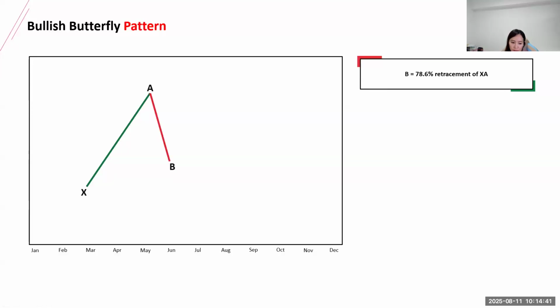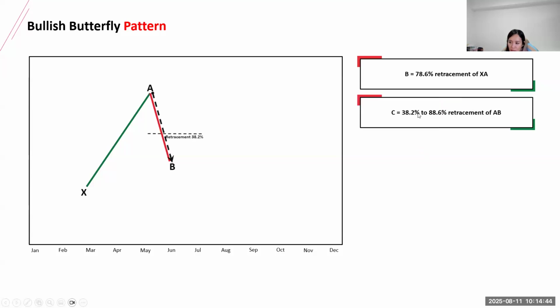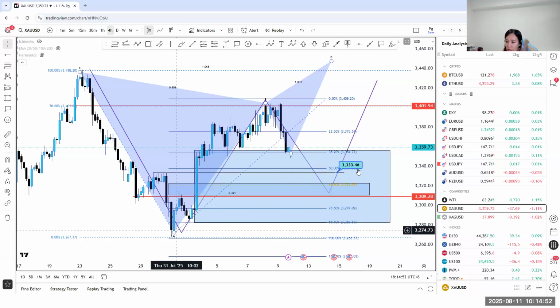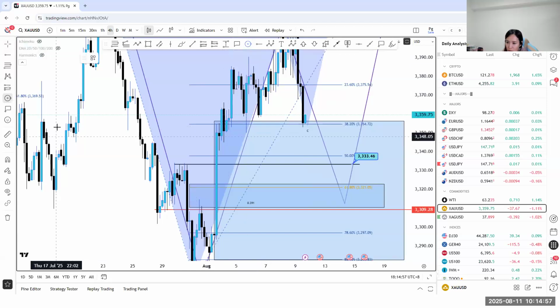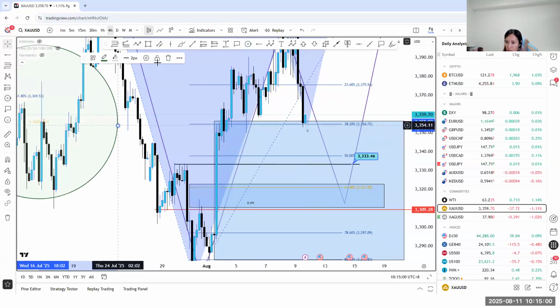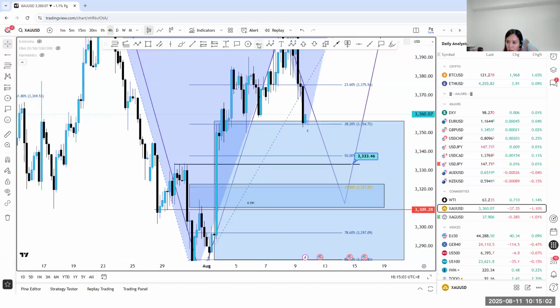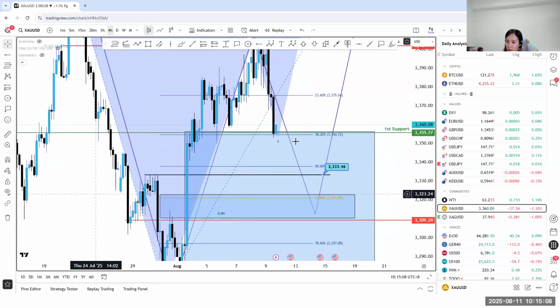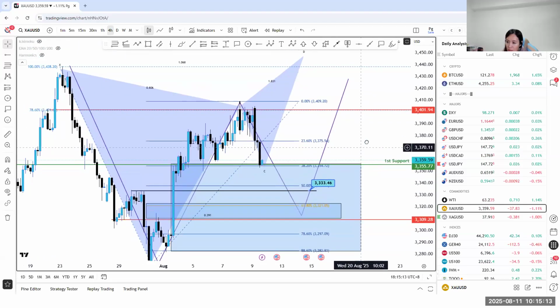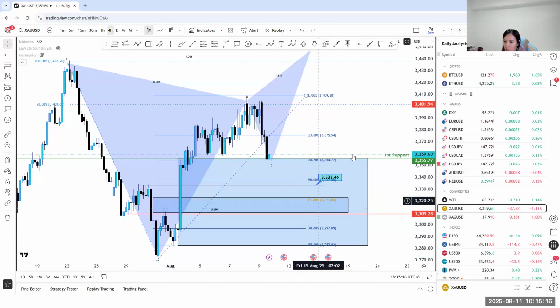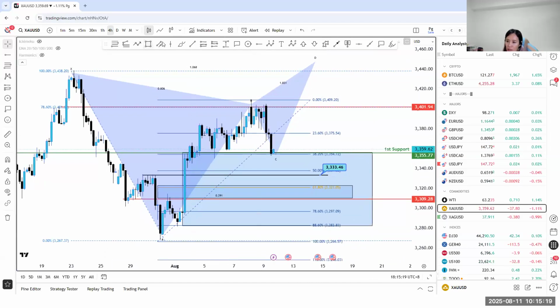Okay. So now we see the C retraced 38.2%. I'm not sure, because the C hasn't finished yet. But what I can see is that it seems like they retraced somewhere around here, and this is also the support level. This is the support level here. Okay, this is a support level, and we have 30.2%.